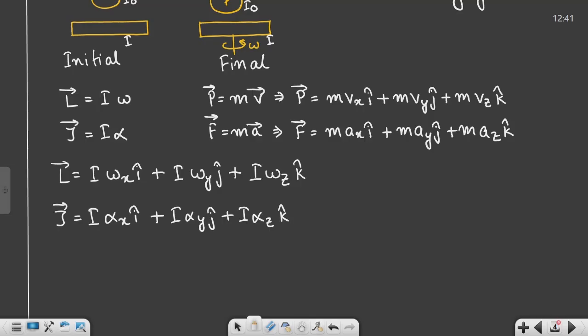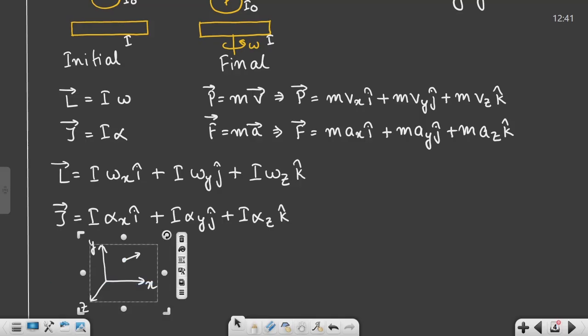Now, if you notice properly, suppose this is my axis, x, y, and z. There is a particle out here that is rotating with angular velocity omega, something like that. Now, if I take the moment of inertia about the x-axis, it is nothing but m into r square. If I take the moment of inertia about the y-axis, it would be nothing but m into this square.